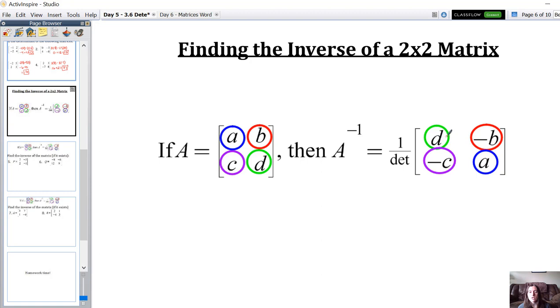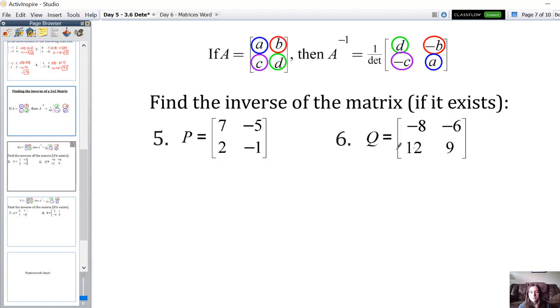Then we're going to switch the top left and the bottom right. And then instead of switching, we're just going to negate the top right and the bottom left. So A and D switch places, B and C switch signs. They're not going to switch places, only their signs.